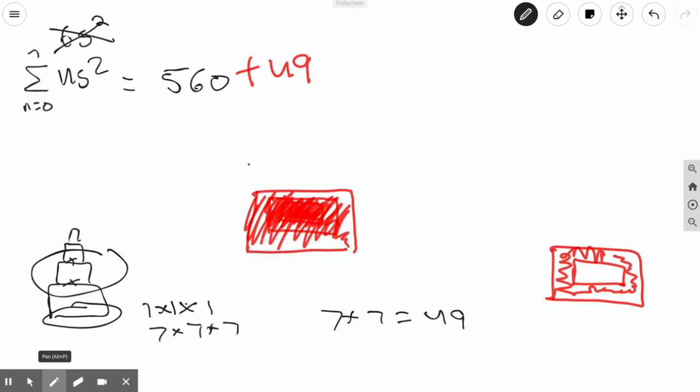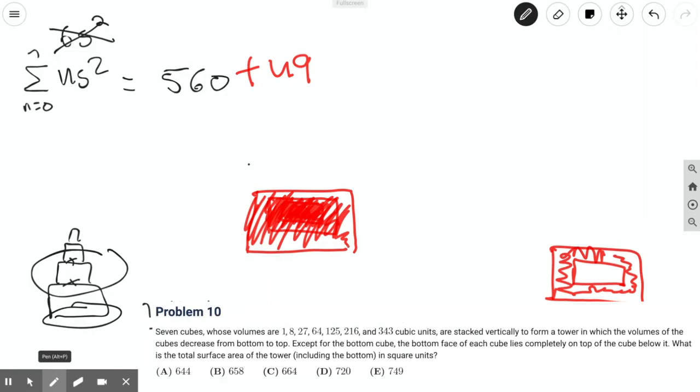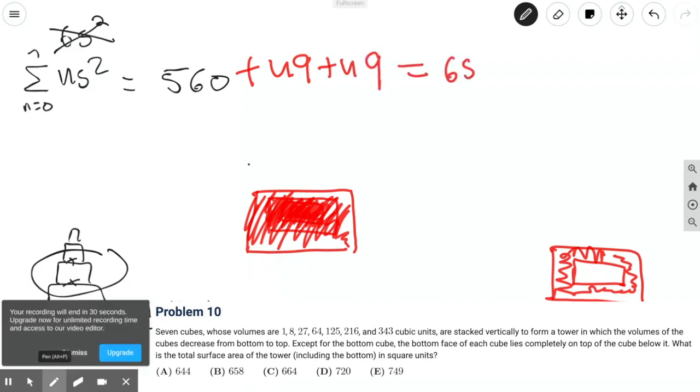So you see that the surface area from the top view would just be the largest cube's surface area for one side. If we have it as a 7 by 7, from the top view we would have to add back 7 times 7, which equals 49 square units. And then adding all this up gives us a total of 658, which is answer choice B.